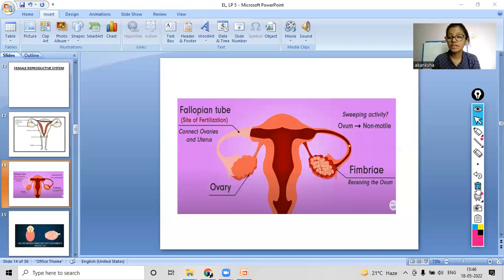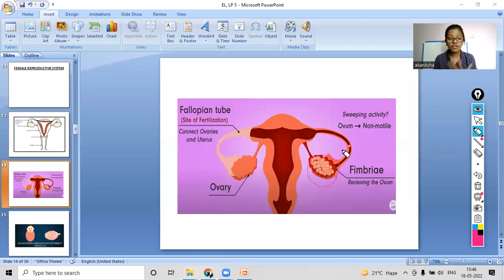So now we will discuss how the female reproductive system actually works, right? Like when a girl is born, the ovaries, like here, this part is the ovary part, right? This ovary contains thousands of immature eggs, thousands of immature eggs.